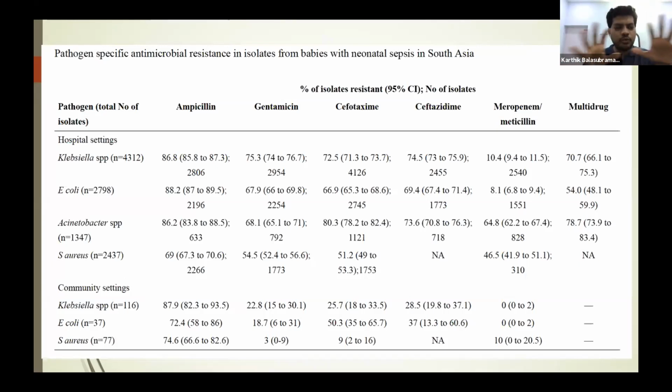The same pattern of organisms, even though there is an overlap between early onset and late onset, the pattern of organisms is the same. And the significant finding is that the majority of them are resistant to the commonly used drugs, ampicillin and gentamicin, which is very alarming. Luckily, till now, the majority of them are still sensitive to meropenem.